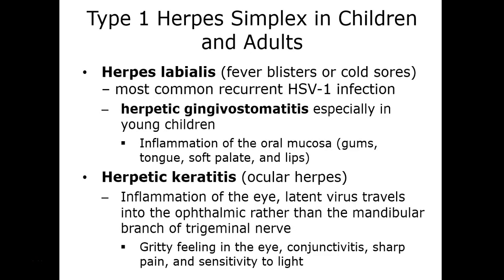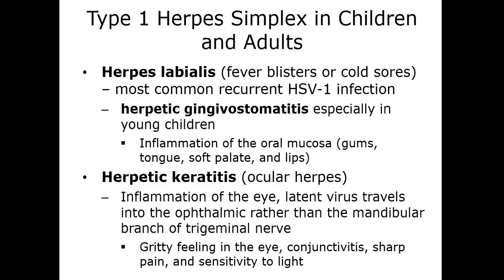We can also get into some of the other variations of herpes simplex 1. And as we mentioned, these can be found in children and adults. We have herpes labialis, again, which is a fever blister, cold sore. It's one of the most recurrent infections that we see with HSV 1. Specifically, we also talk about herpetic gingivostomatitis, which is found in young children. It is an inflammation of the tissue in the mouth, such as the gums, the tongue, and the lips. We have herpetic keratitis, which is also known as ocular herpes.